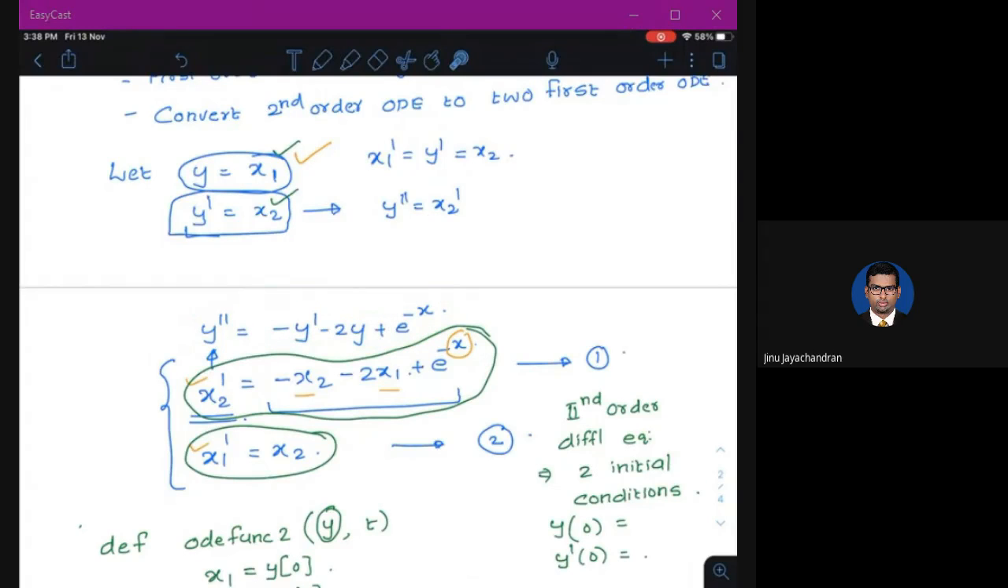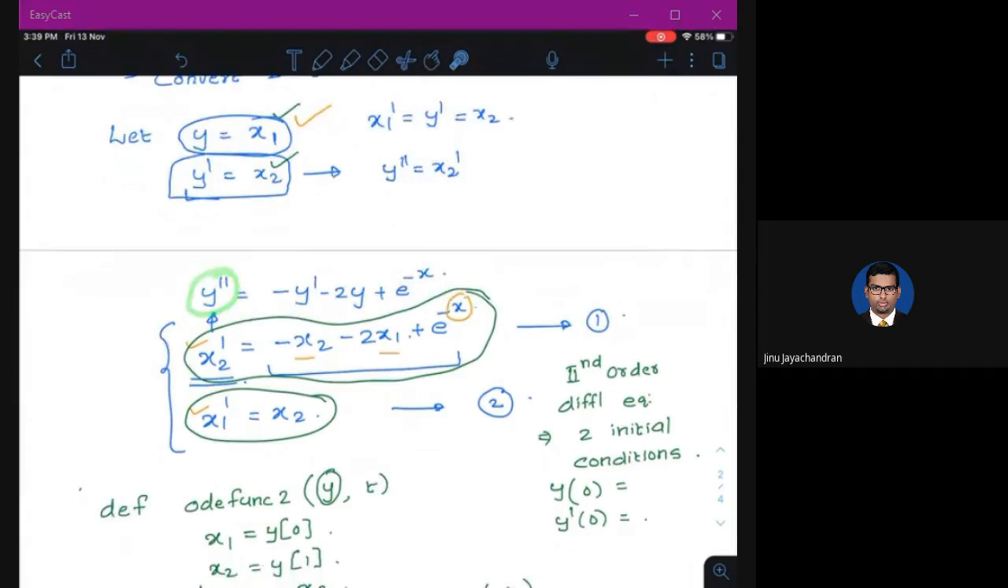Okay, so we know y double dash is x2 dash, because here the left hand side should be only one term which is a first order differentiation. So y double dash is x2 dash, on the left hand side. Y dash, we know, is x2. Y, we know, is x1, and plus e raised to minus x.